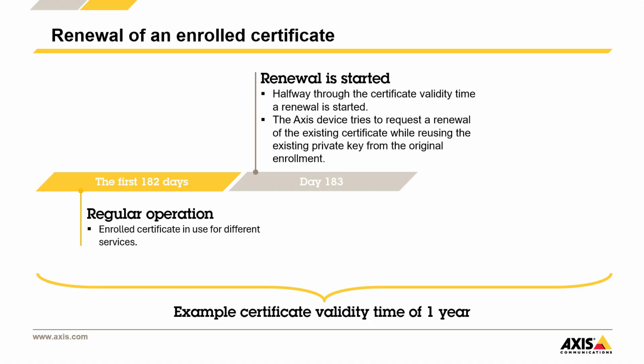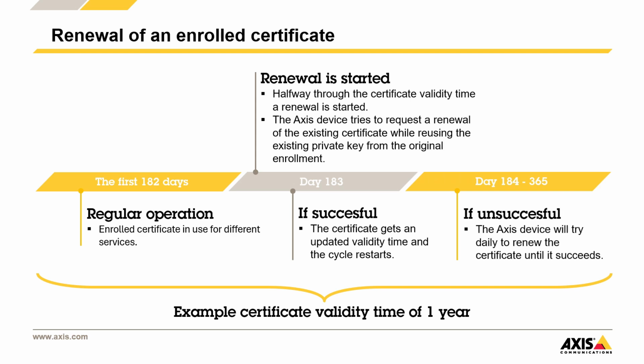Halfway through the certificate expiration time, the device automatically initiates a renewal request for the current certificate and reuses the original private key. If the renewal is successful, the certificate's time is extended without interrupting operation. If the first renewal fails, the device continues attempting to renew the certificate on a daily basis until it succeeds. This margin provides enough buffer time to help prevent expiration of the certificate and maintain a secure, uninterrupted service.